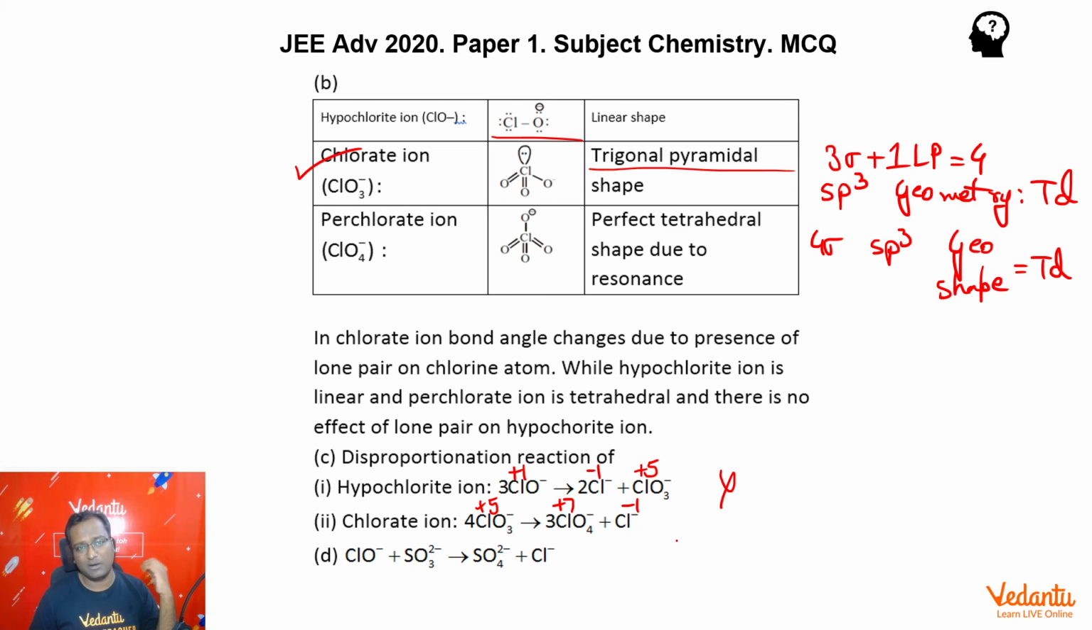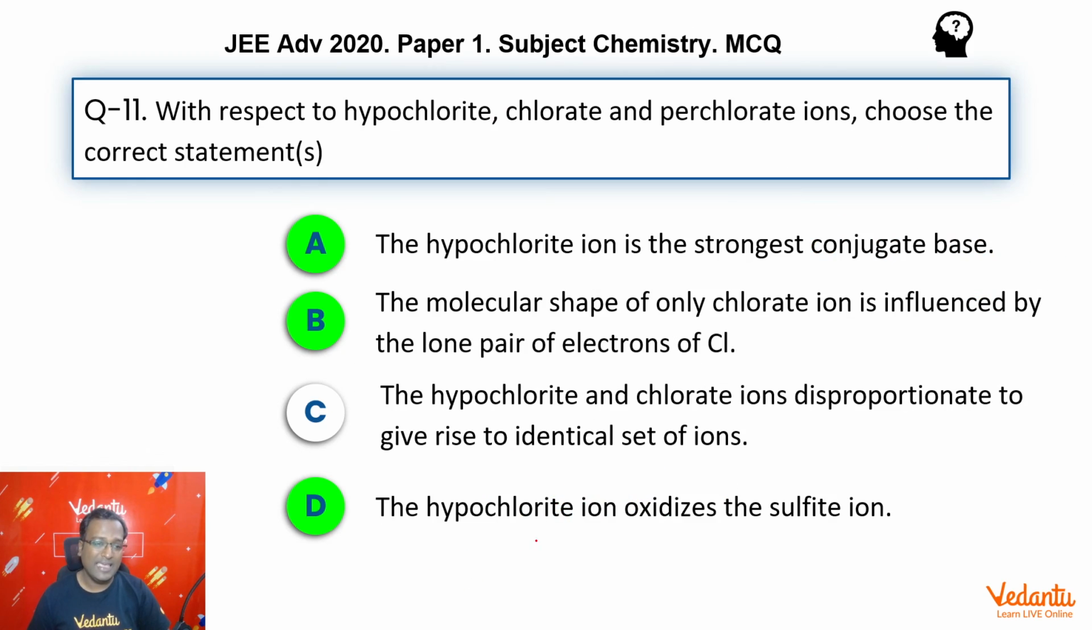Next was about hypochlorite, ClO minus, oxidizing sulfite. So yes, that's indeed correct. It's a strong oxidizing agent. So it oxidizes sulfite into sulfate, itself reducing to a negative oxidation state. Hence, guys, the correct answers are A, B, and D.